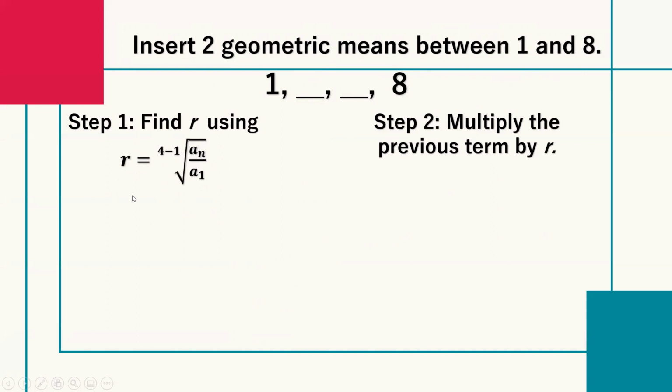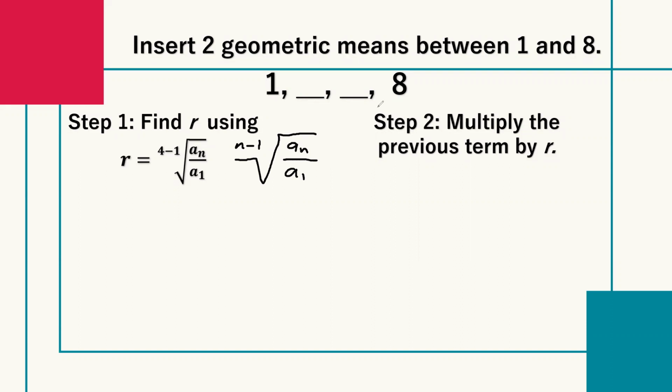Ito na yung ginamit natin. Sige, let me use the annotation. So, ito yung gagamitin nating formula, the n minus 1 root of a sub n over a sub 1. Same lang yan doon sa original formula natin. Ito mas madali kasi direkta na siya na makukuha yung values ng common ratio.